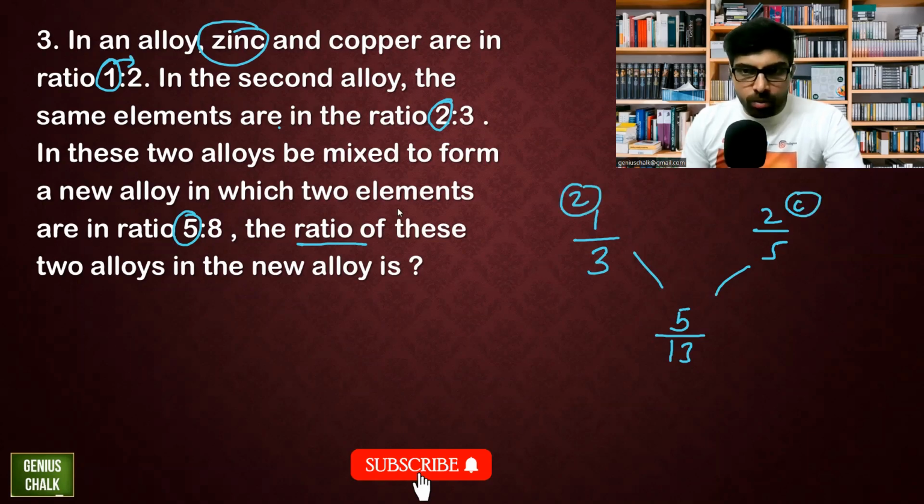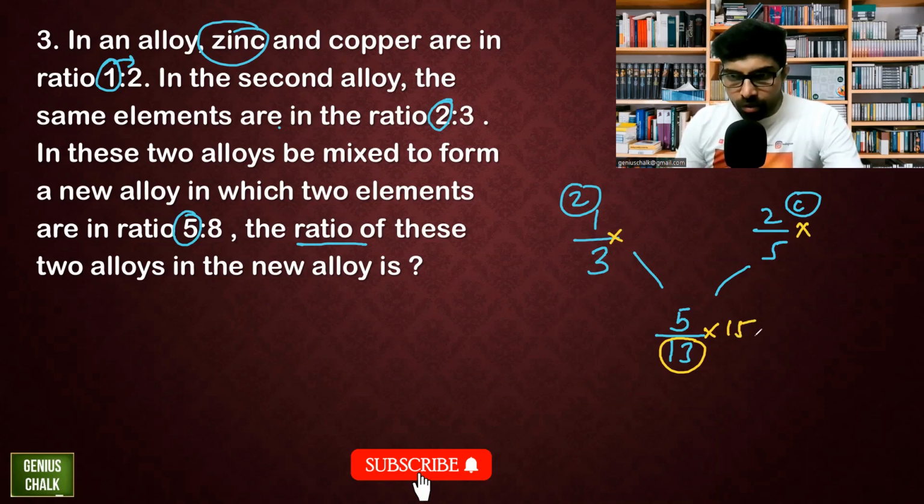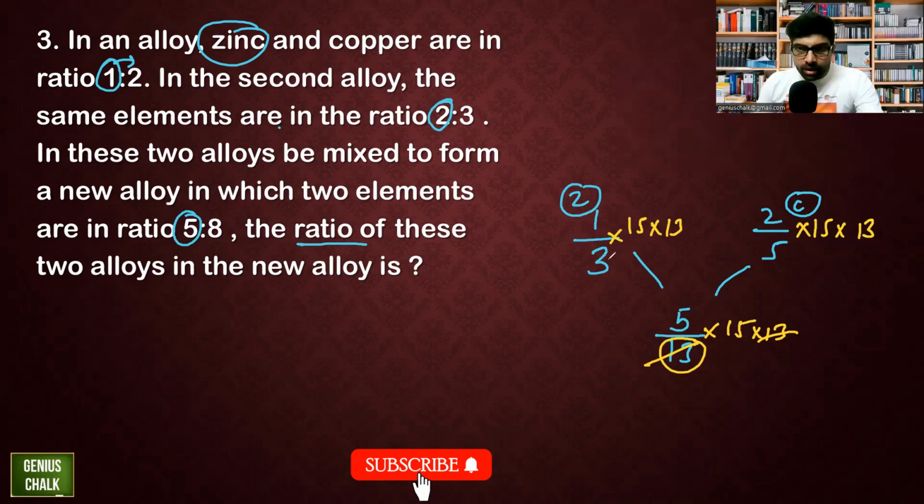Here you have to remember to multiply with the LCM again. This is 13, this is 3, and this is 5. So this has to be multiplied with 15 into 13, right? But this 13 gets cancelled. This is 3, so it is also multiplied by 15 into 13, and this too is multiplied by 15 into 13, because this is the LCM. Now the benefit of this is that this value will cancel. So 3 5s are 15, 5 3s are 15, and here 13 cancels.